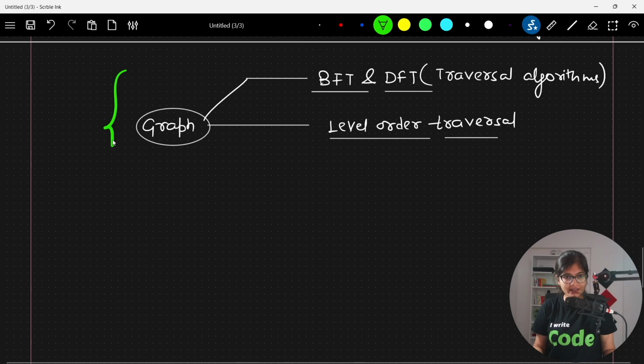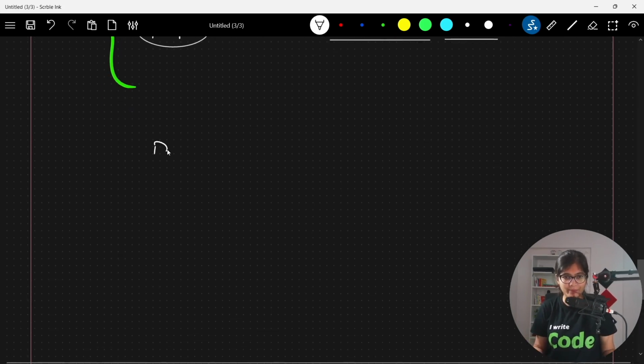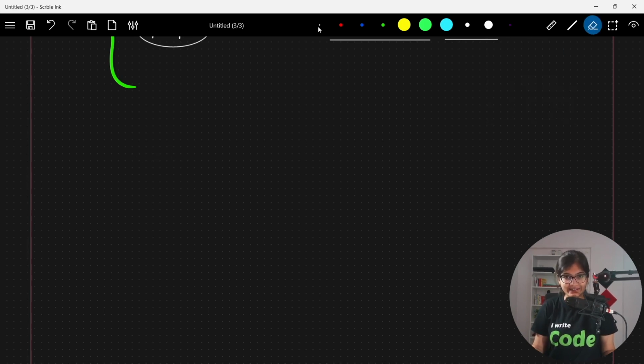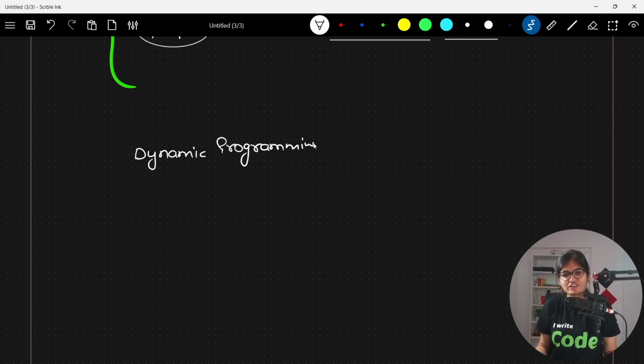Once you are done with this data structure, here comes the concept of dynamic programming as well. Graphs and DP are very frequently asked in Google-based companies, and in these two companies, at least in my experience, dynamic programming is usually asked in a technical interview.